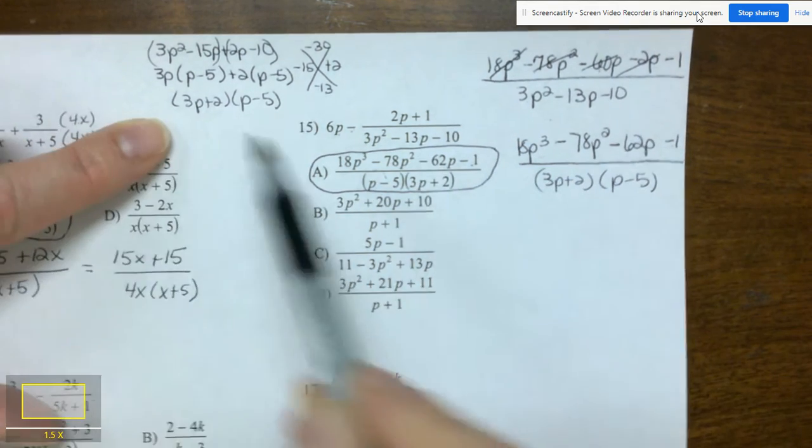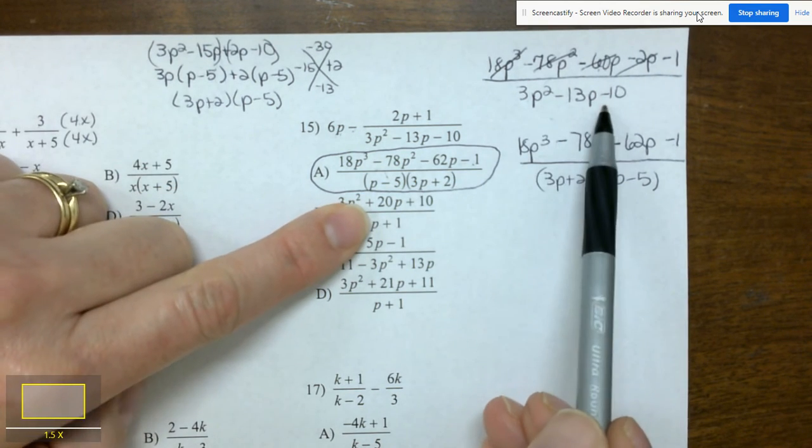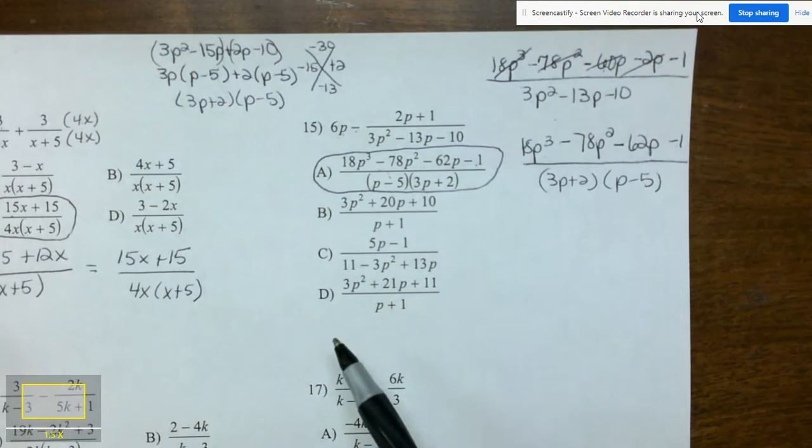I will say that if you don't want to do this, you could take this and multiply it out and see if you get that. And if you do, then you know you've got your answer correct.